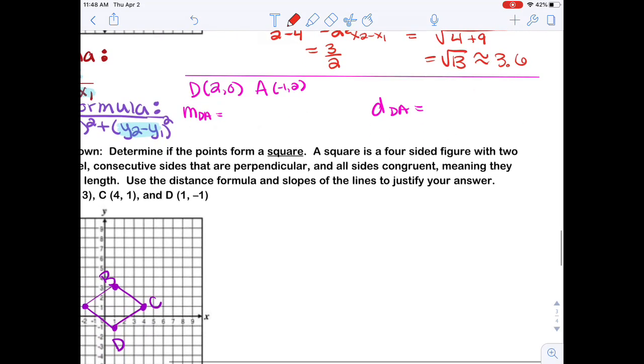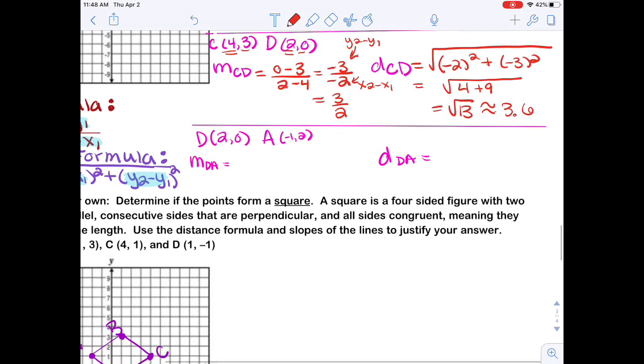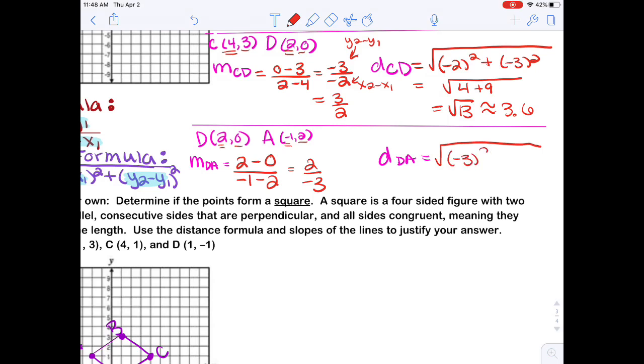The last one, side DA. So that says we're going to do y2 minus y1, so 2 minus 0 over, and then x2 minus x1, so that would be negative 1 minus 2. So here I get 2 over negative 3. So I can take these numbers and plug it into my distance formula. So this would be negative 3 squared plus 2 squared, which is the square root of 9 plus 4, which is the square root of 13, which is approximately 3.6.